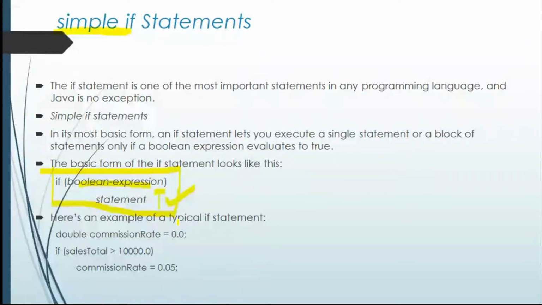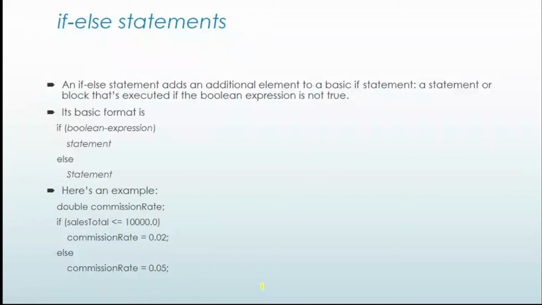For example, the commission rate is equal to 0.0. Now let's try. If sales total is more than 10,000, then commission rate is equal to 0.05. Let's say sales total is 15,000. If it's true, then the commission rate will become 0.05. Okay, so this is so simple. It's so easy for you. Let's move on with the next one.